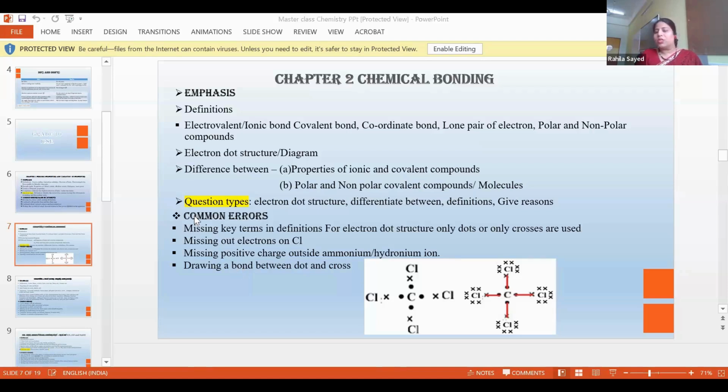Between the dot and cross, don't draw the bond. You are not supposed to draw the bond. If you are drawing a bond, then you cannot show the dots and crosses. Either the dot or cross will come or the bond will come. So here when they are asking you to draw the dot and crosses, show the dot and cross only. If you want to show the bond, show it in the other structure. Other structure means you have written CCl4 with dot and cross. In a bracket, write C and Cl4 with the bonds. Okay?